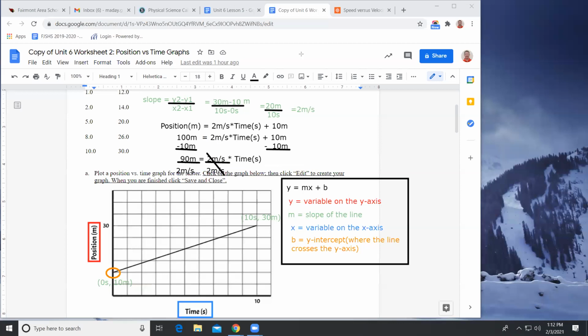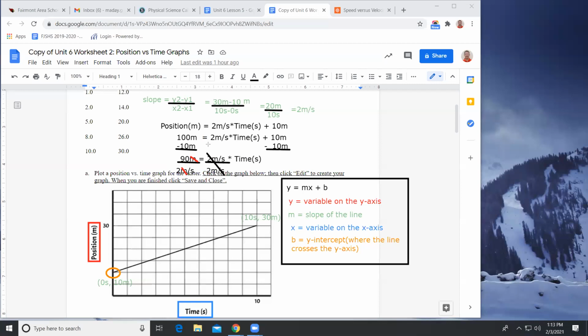And if we take meters divided by meters, the meters will cancel. And since the seconds is in the bottom of the meters per second, it becomes the top. So we'd have 90 divided by 2. So in order for this person to get to the 100 meter mark, it's going to take them 90 divided by 2, so it's going to take them 45 seconds to get to the 100 meter mark.